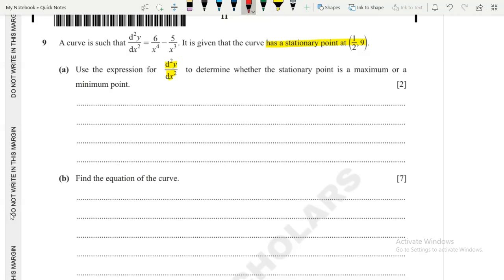What we can do is simply plug in the value of this x to find out whether it is a minimum or a maximum. If it is greater than 0, it will be a minimum. If it is less than 0, it is going to be a maximum. So 6 over x squared, so x squared is power 4, and minus 5 over x cube, half power cube. Just solve this. It is going to come out as 56. So it is greater than 0. This means it is a minimum.